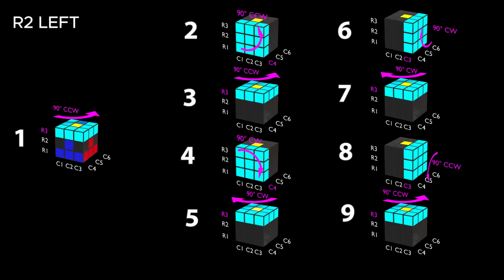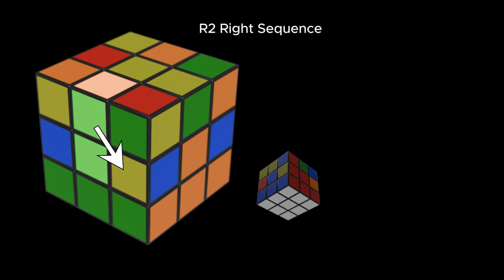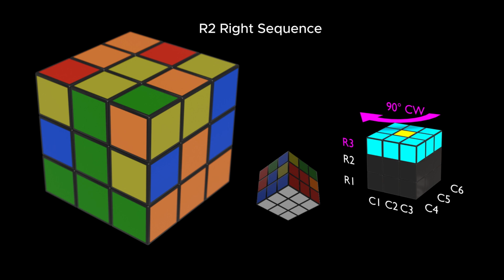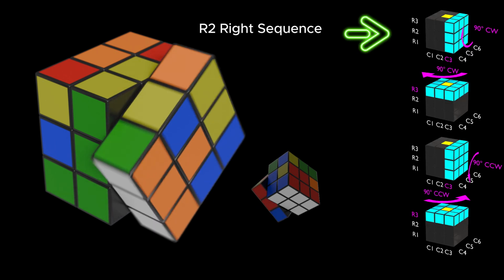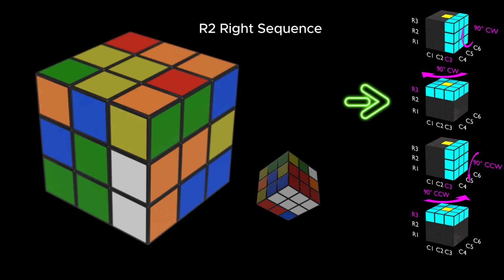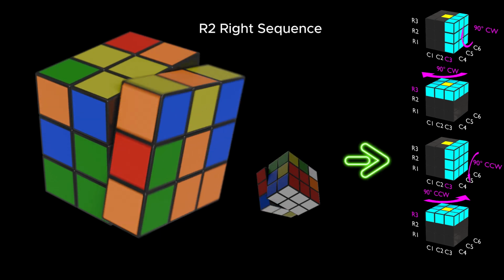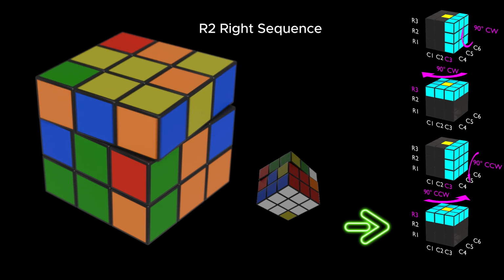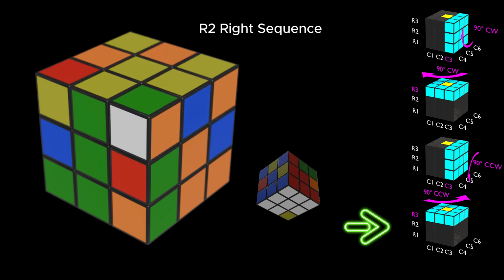Here is the summary of the sequence for our 2 left. I think we are ready for the real test. Rotate row 3 90 degrees clockwise. Rotate column 3 90 degrees clockwise. Rotate row 3 90 degrees clockwise. Rotate column 3 90 degrees counterclockwise. Rotate row 3 90 degrees counterclockwise.